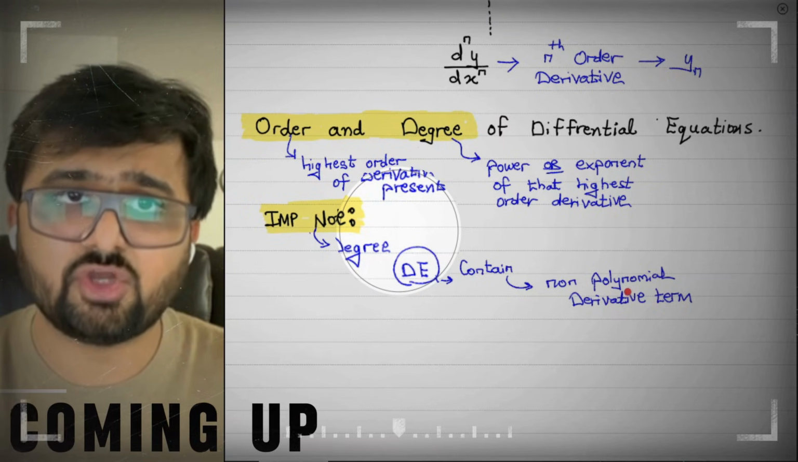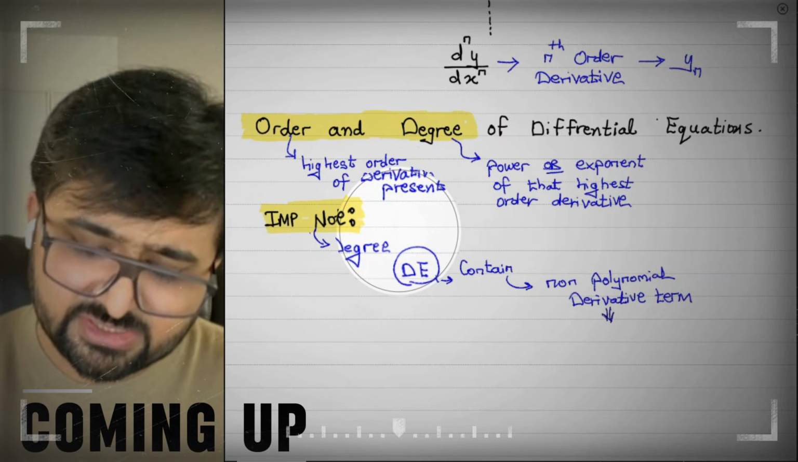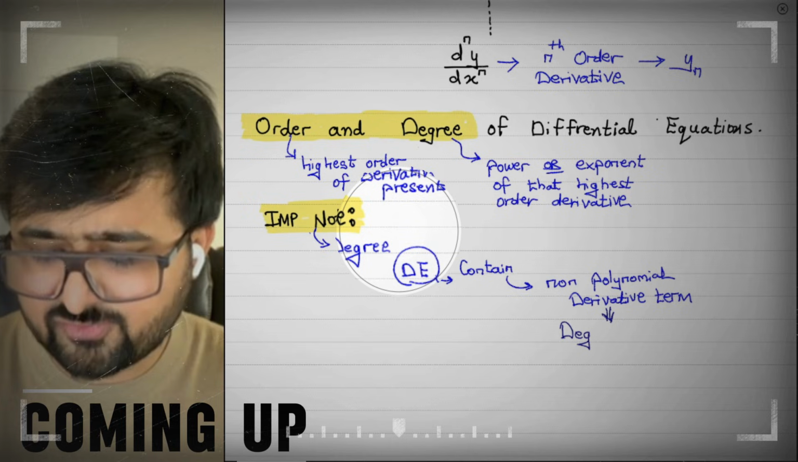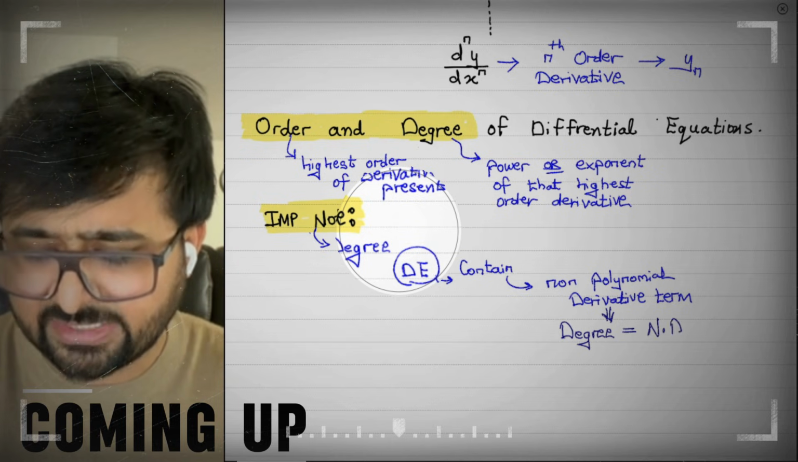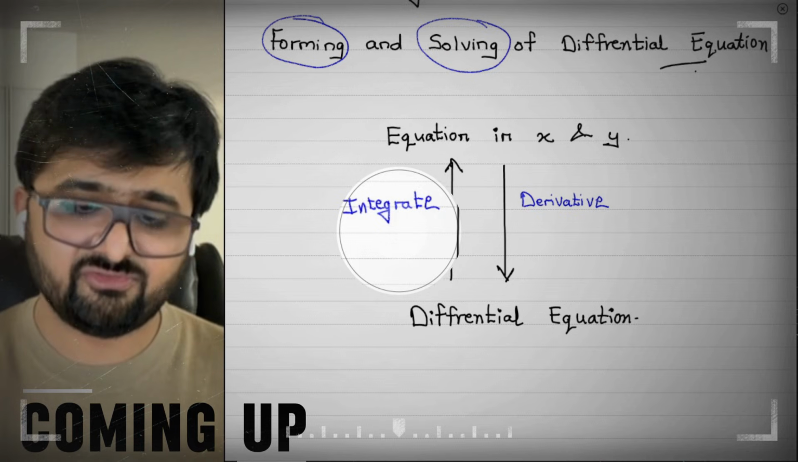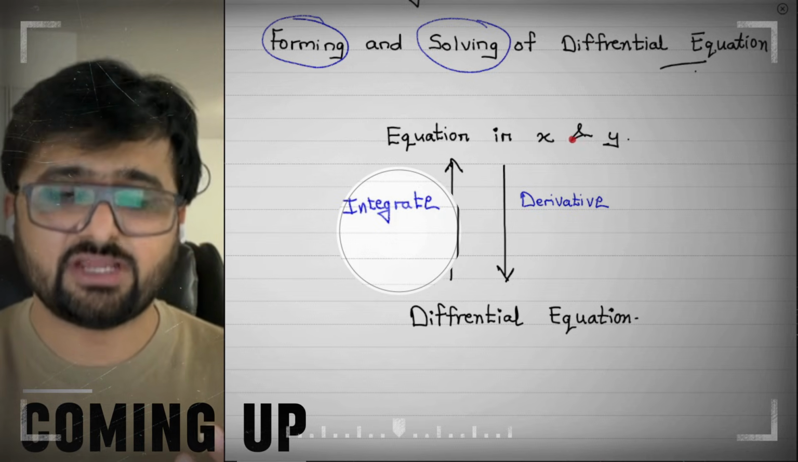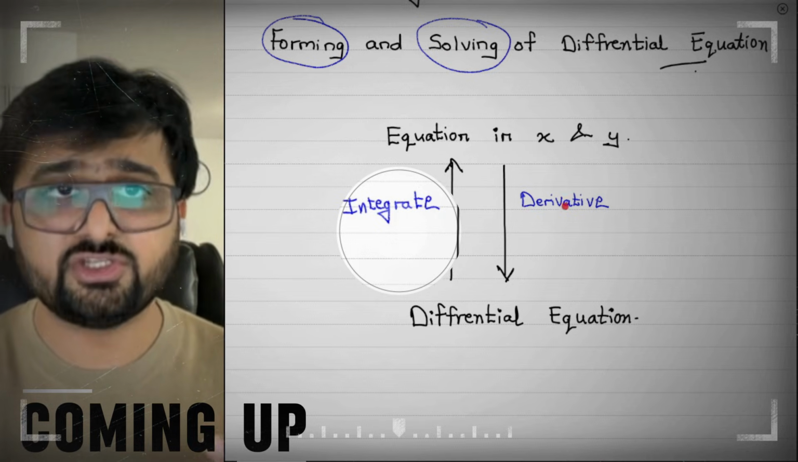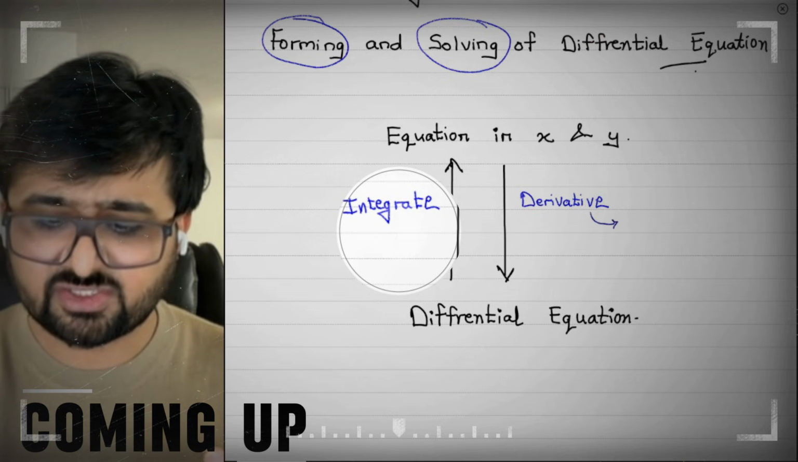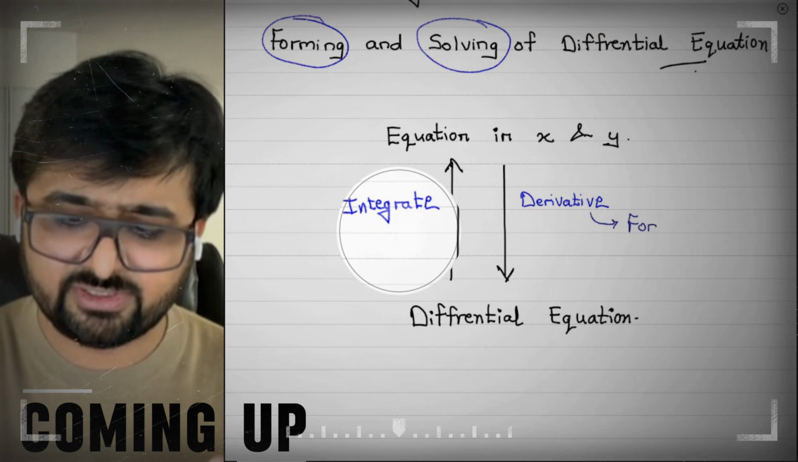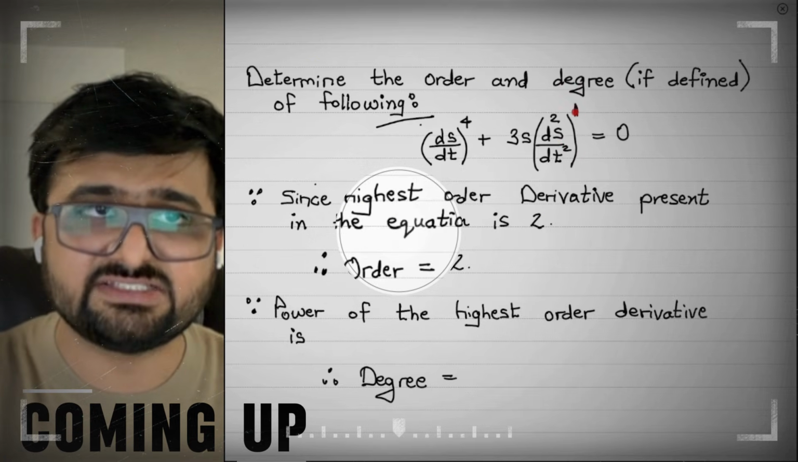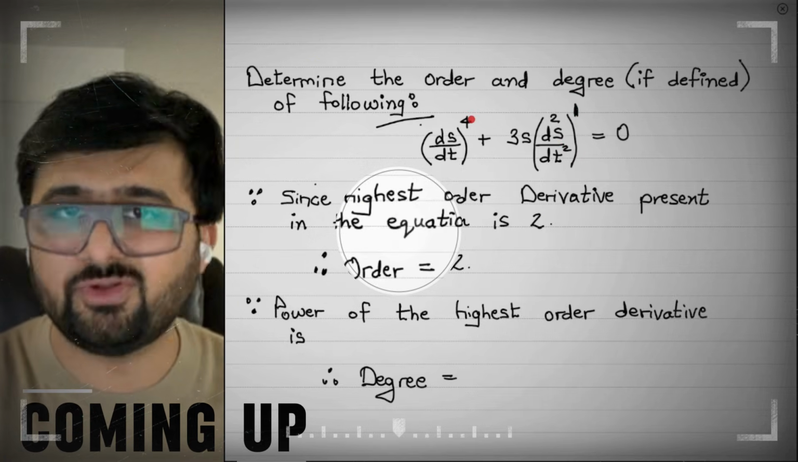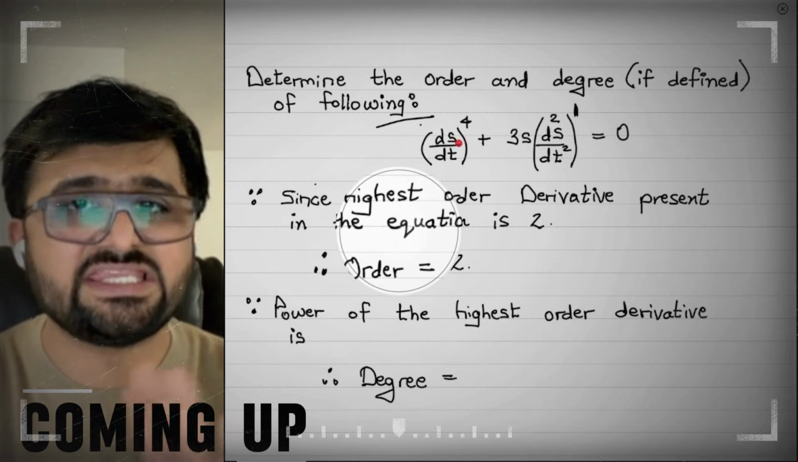If the equation contains a non-polynomial derivative term, then the degree of such a differential equation is not defined. Now, the process of converting an equation of x and y to a differential equation using derivatives is called forming of a differential equation. Okay, the power of this highest order derivative in this case is 1. Note that the power of this is 4, but that doesn't count because that's not the highest order.